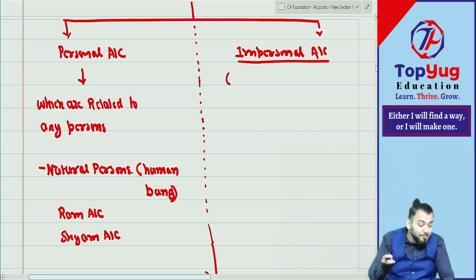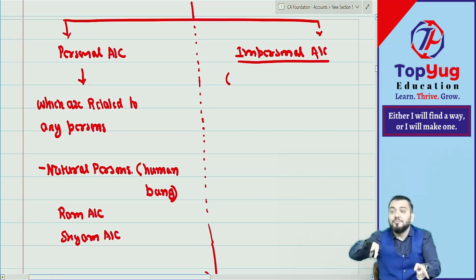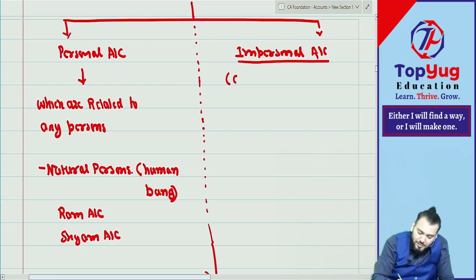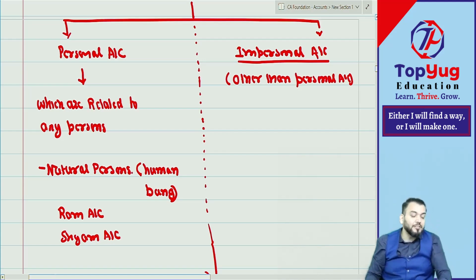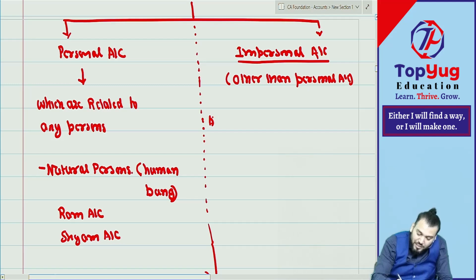So can you say impersonal account means other than personal account, which is not related to a person? So simply, it is other than personal account. Now in this impersonal account there are two types of accounts. The first one is known as real account. Real account means what?